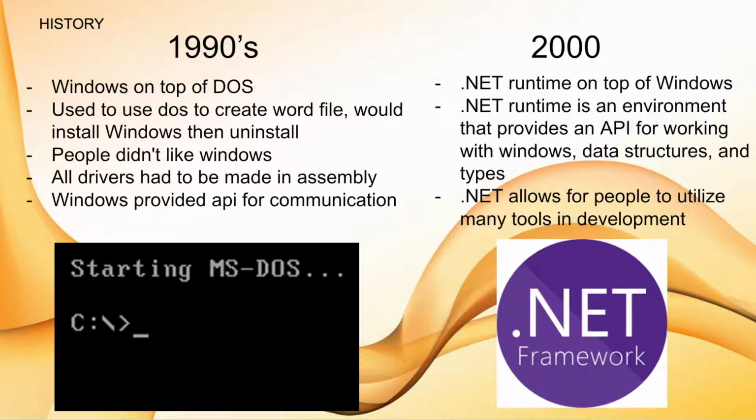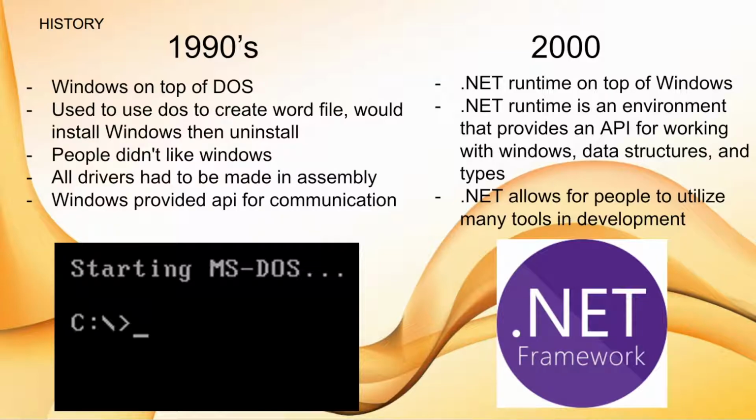In the 1990s, Windows was built upon the DOS operating system. The issue with DOS in the 1990s was that Windows apps required a Windows runtime environment. If a user wanted to create a Microsoft Word document, they would install Windows through DOS and then create the document. In the early 2000s, Windows created the .NET framework.